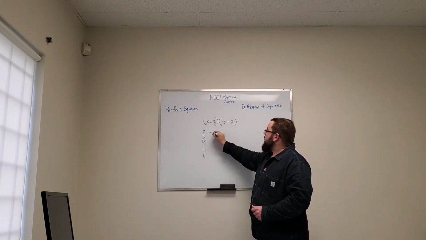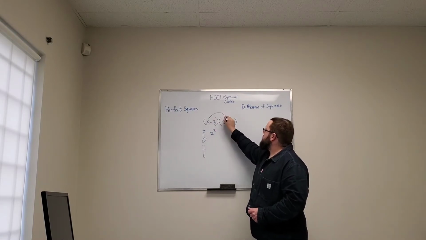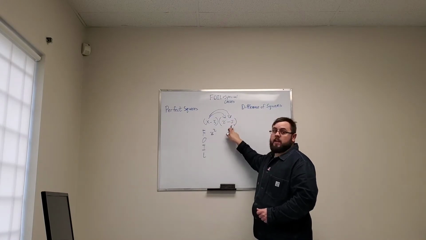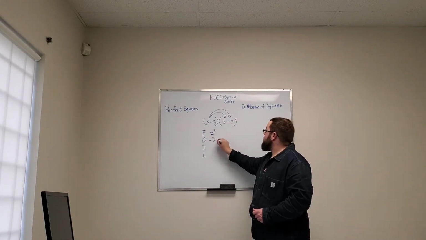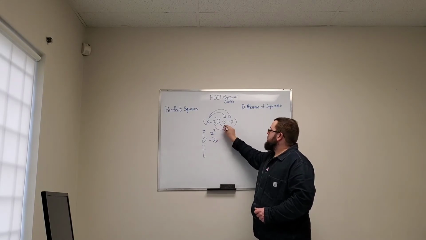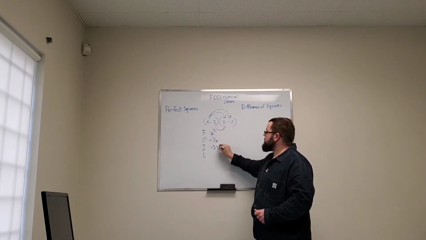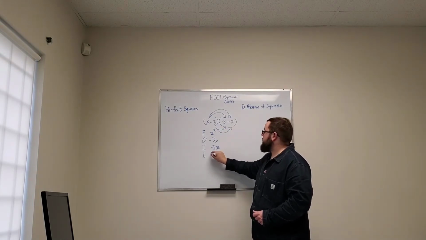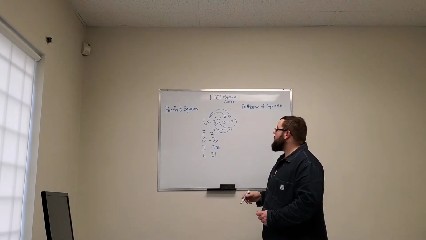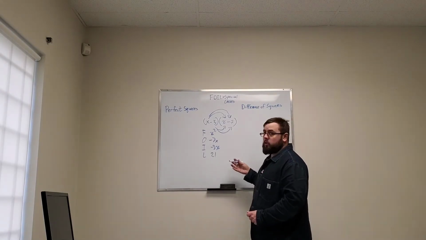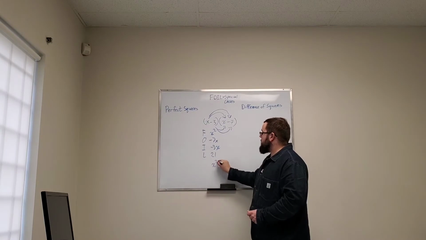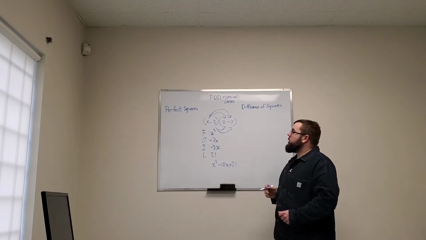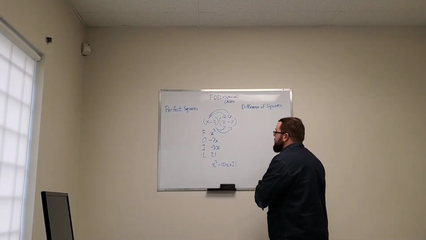First is x times x, just x squared. Outside, x times negative 7. Inside, negative 3 times x. And last, negative 3 times negative 7, which is positive 21. And then we just gather it all together, group our like terms, and we end up with x squared minus 10x plus 21, right? This is a pretty standard example.